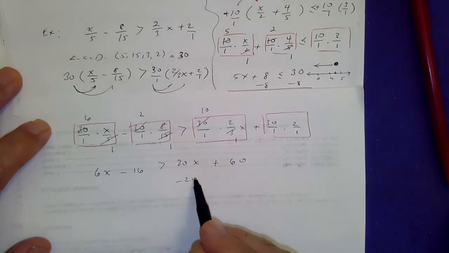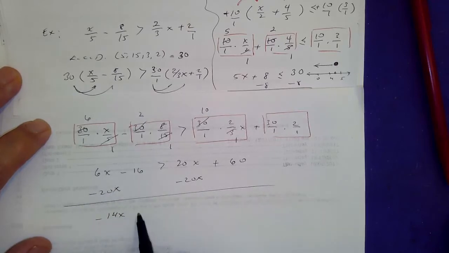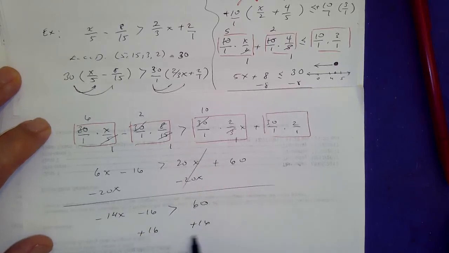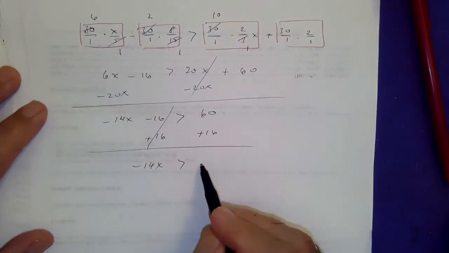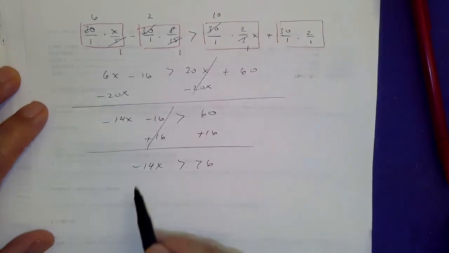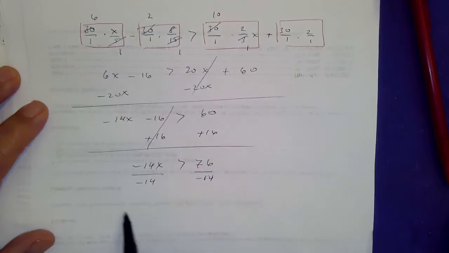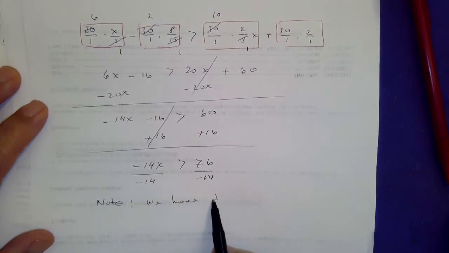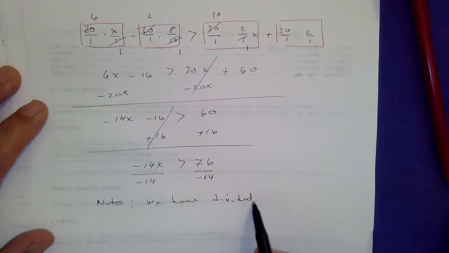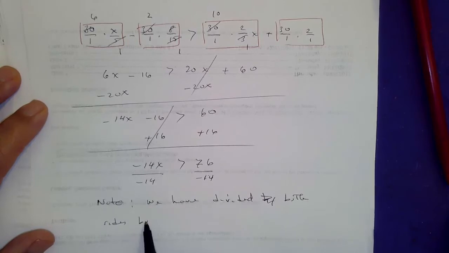Collect the x's to the left, so subtract 20x from each side, so you get what? Negative 14x. These guys cancel. Add 16 to both sides to get rid of the negative 16 on the left. These guys cancel. And that would give you 76. Divide both sides by negative 14. And note, we have divided both sides by what? By negative 14.